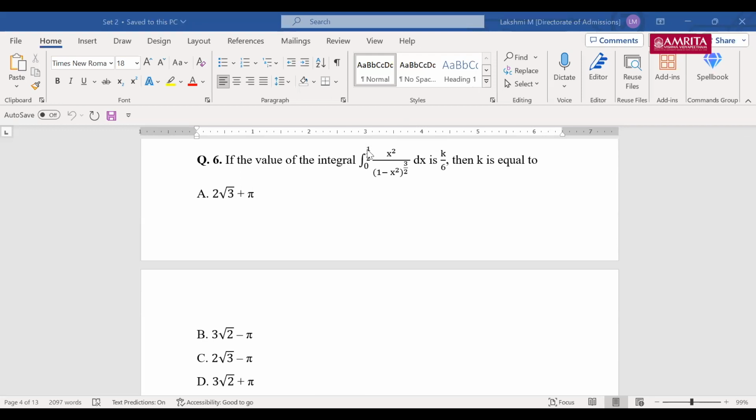Okay. The value of the integral 0 to 1/2 of x square by (1 minus x square) whole raised to 3/2 dx is equal to k by 6. You need to find k. Yes, I got the answer as B. Some students have answered it. Is it option B? Let's see. Yes, there are a lot of B's coming up in the chat box. I hope that's the answer itself.